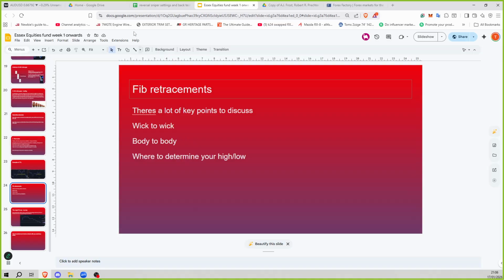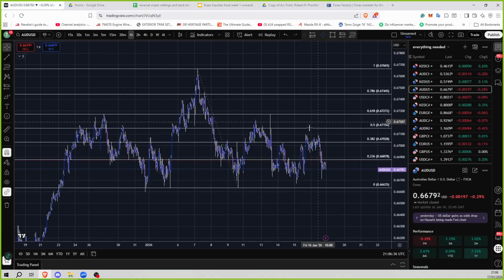You basically go wick to wick and you're looking for rejection of zones. If you could have seen that as a good rejection of a level, then you can take it. It's not always easy to get a clear-cut idea, and part of that is because you will be debating with yourself.